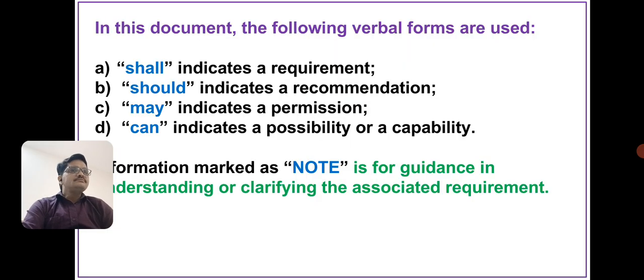Now in this document the following verbal forms are used: shall indicates a requirement, should indicates a recommendation, may indicates a permission, and can indicates a possibility or a capability. A note is for guidance in the understanding or clarification of the associated requirement.